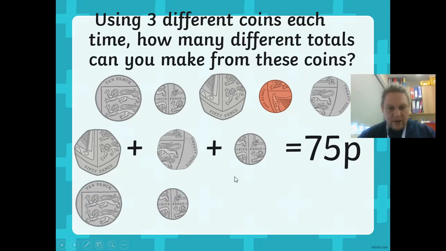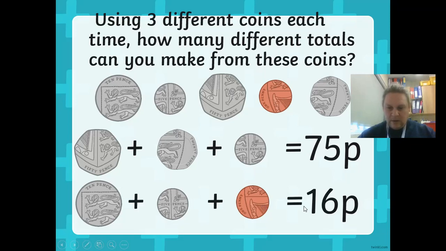Right, this time we've got 10p plus 5p plus 1p. So 10p plus 5p, 15p, plus the 1p is 16p.